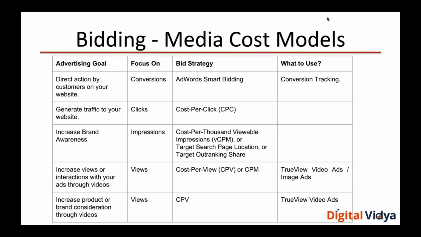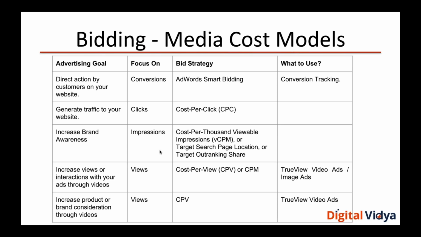If your advertising goal is direct action by customers on your website, then your focus needs to be on conversions. You can go for any of the AdWords smart bidding strategies, which are basically automated strategies related to conversion, which we will discuss in the next slide. And you can use this tool called conversion tracking to track conversions. If you just want to generate more footfall traffic to your website through the ads, you are valuing clicks on your ads. So you can go for a CPC model, cost per click.